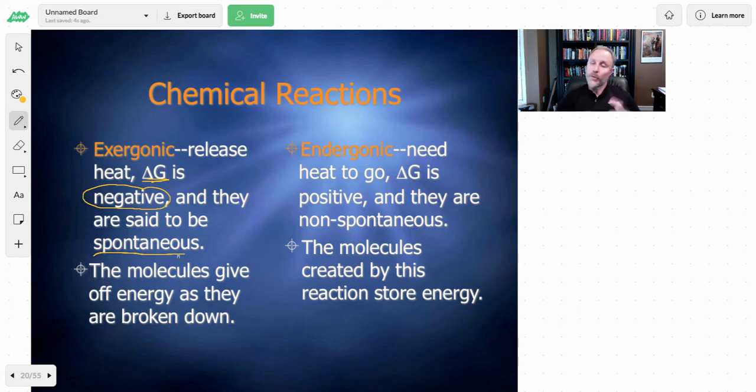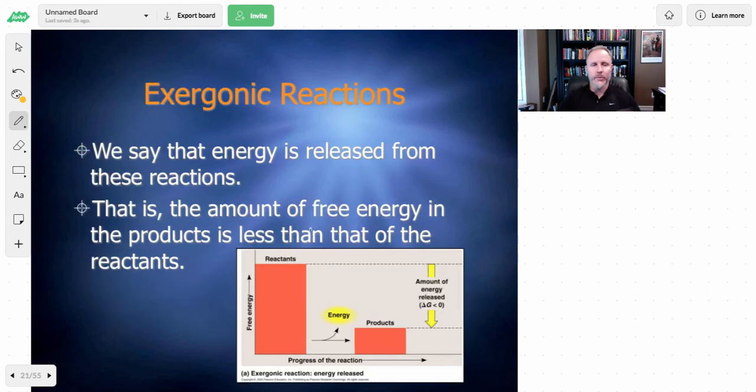Okay, or the surrounding environment, could be inside the cell, whatever. And these endergonic reactions need heat in order to occur. So in other words, delta G here is going to be positive, and we say that these reactions are non-spontaneous. In order for these reactions to go, they need an external input of energy. Okay, and as we go through some of the examples, this will hopefully make a little more sense to you. So these exergonic reactions, if we're looking at the progress of the reaction right here, at this point, you can see that we have a lot of energy available in the system.